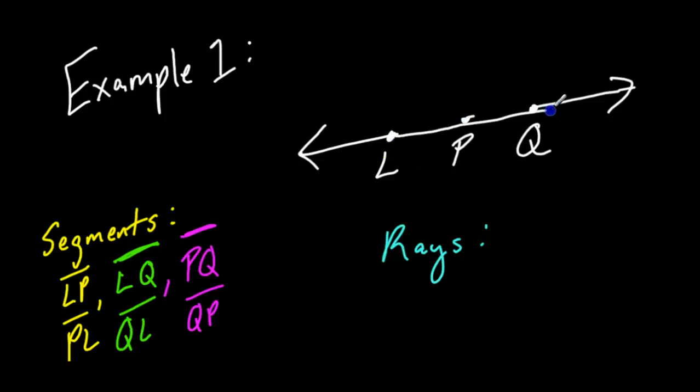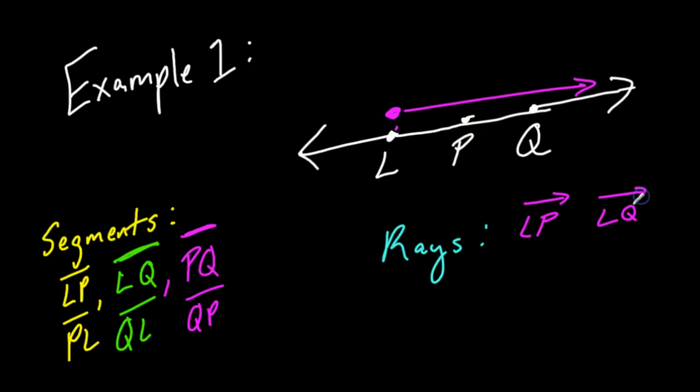And if we're talking about LQ, we're talking about all the points in between. If we're talking about LP, we're talking about all the points in between. So let's talk about rays. Rays have a very specific endpoint and then they extend indefinitely. Now these do matter how you name them. So we're going to start with our endpoint, L, and it extends past P and forever and ever and ever.